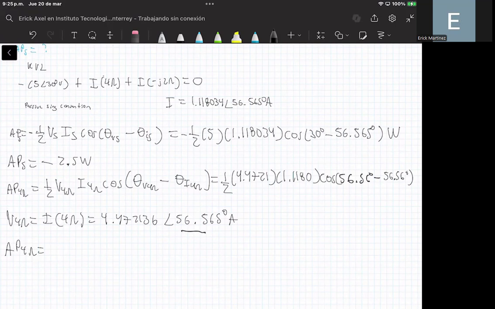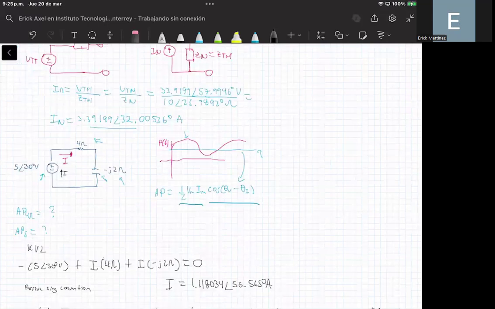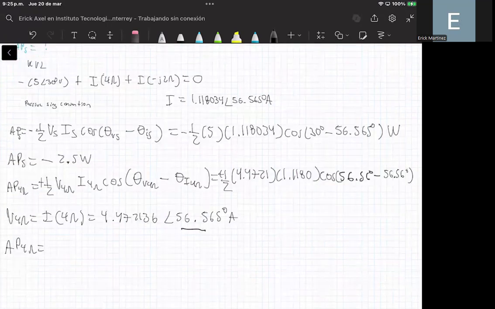And, well, for the average power of the 4 ohm resistor, I was forgetting to mention this: remember that here we are assuming that the 4 ohm resistor is consuming power. So we will place a positive sign in this section, in order to denote that the average power is being consumed by the 4 ohm resistor. So if you compute this result, you will notice that the average power of the 4 ohm resistor is equal to 2.5 watts.